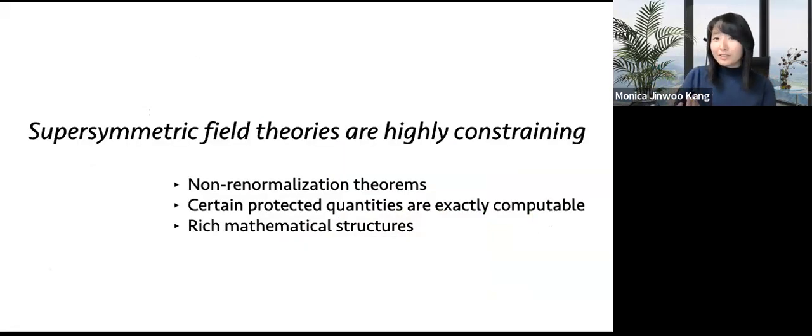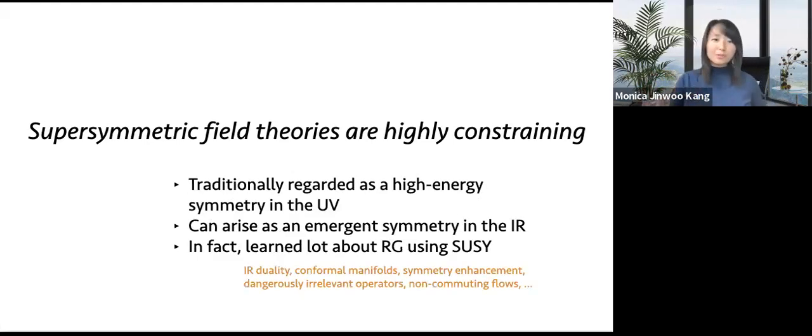Now, supersymmetric field theories are really highly constraining, as I feel like this will be a particular crowd that I'm preaching to the choir. I think we all appreciate why we're really dealing with supersymmetry and why enhancement will be so interesting. It usually allows us to have things such as non-renormalization theorems, and further it protects certain quantities to be exactly computable, and thus it gives rise to rich mathematical structures. Now, supersymmetry is traditionally regarded as a high energy symmetry in the UV, but of course, it can also arise as an emergent symmetry in the IR through RG flow, as I was slightly trying to emphasize in the very beginning.